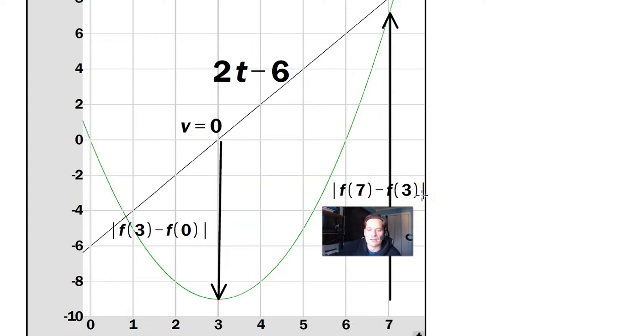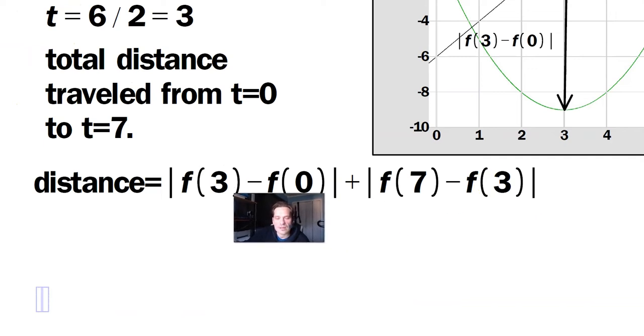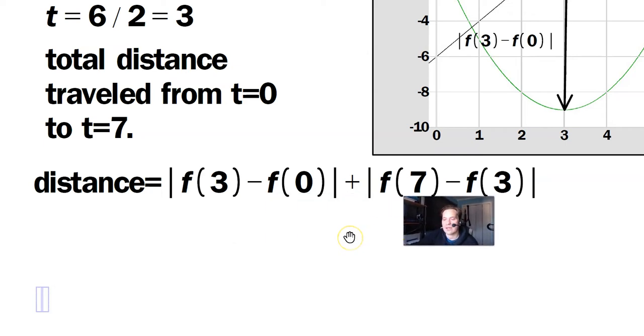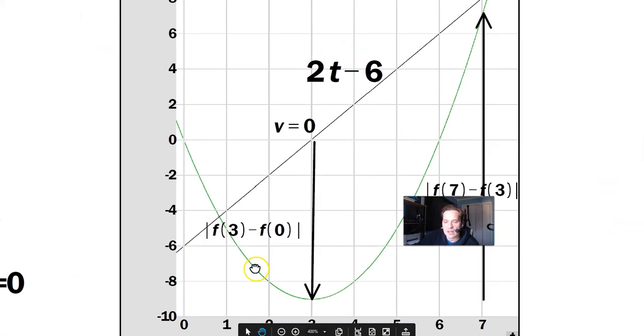because it's distance. And then to find the total distance traveled, you just add these quantities together like this, you see? You just do f of 3 minus f of 0, in absolute value, it's about 9. And then f of 7 minus f of 3, in absolute value, wherever that is. The numbers themselves are not the focus here. The focus is to understand how to use the velocity and position graphs together to answer this question.